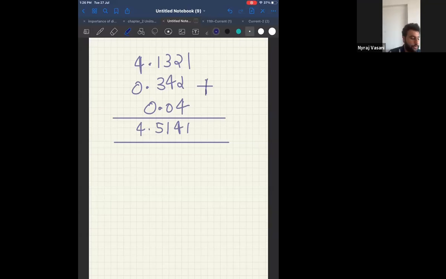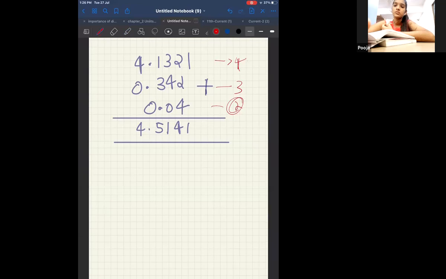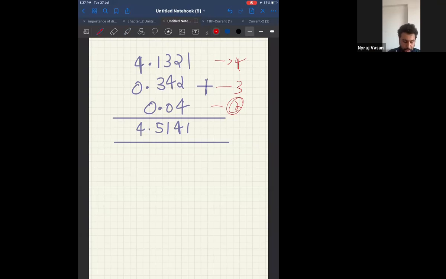Now tell me what we should do. We should see how many decimal places this has. How many decimal places this has? 4. Correct? How many decimal places this has? 3. How many decimal places this has? 2. Therefore, which is the right selection? Can I say 2 is the least? Therefore, my answer should be up to 2 decimal places after the decimal point. Therefore, it is 4.5141. Therefore, it will be 4.51.